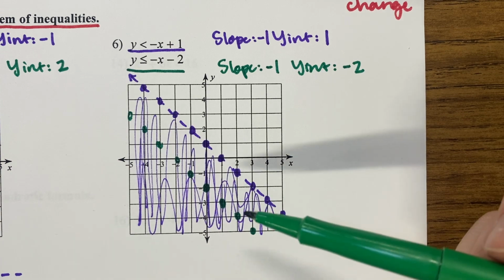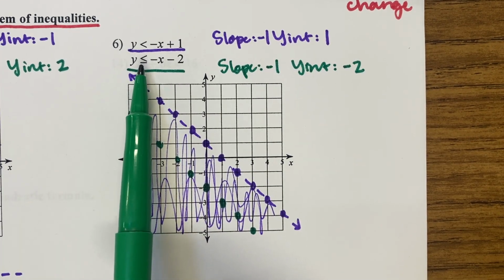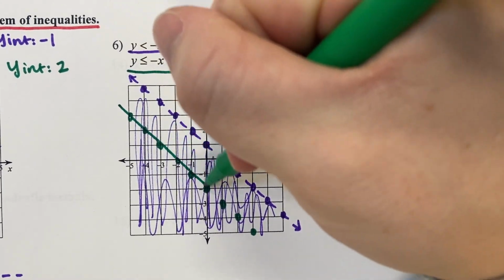Okay, so I have all my green points. Now I just need to decide, do I connect them with a dotted or solid line? This one does have the line underneath, so it is a solid line.